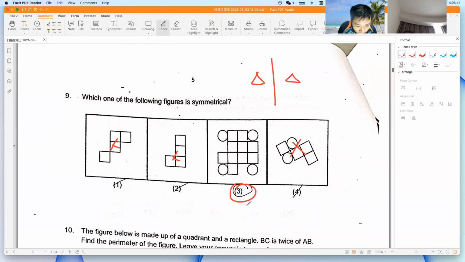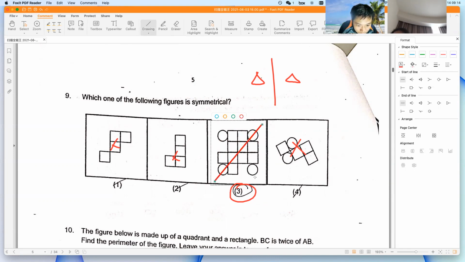The answer is 3 here, right? So how do you cut this? Do you cut it this way? No, this way you cannot. So this way, cannot. So if you do it here this way, okay. So, okay, good. Basically, what you need to do in this case to find the line of symmetry, right? You have to test with different angles, okay? So this diagonal one, and then with this diagonal one, then you start to see it is symmetrical, okay?